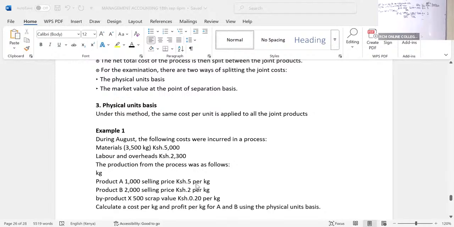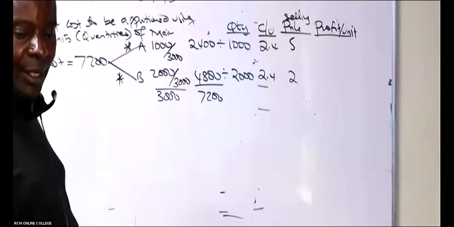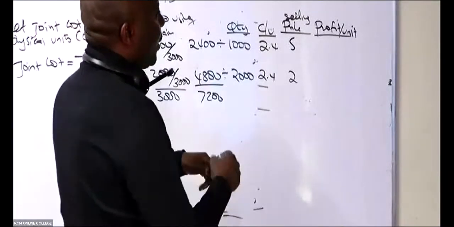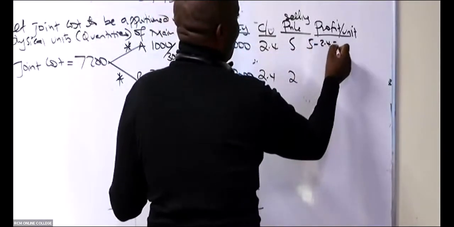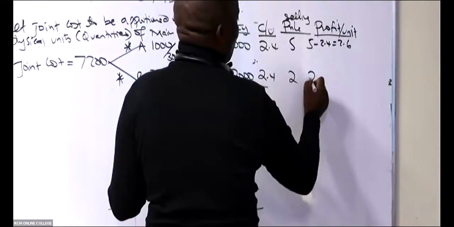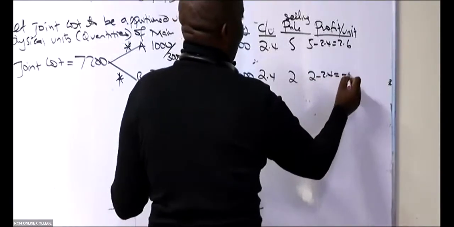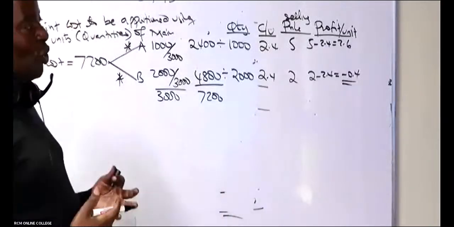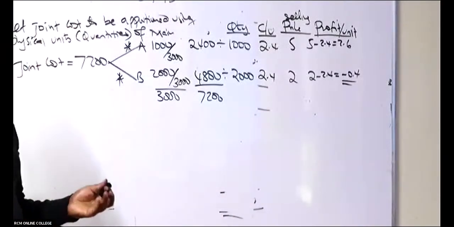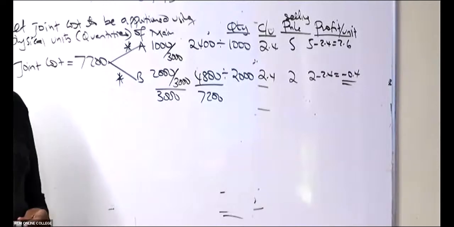So profit per unit, we shall take the selling price minus the variable cost. We shall take the selling price minus this cost per unit. So 5 minus 2.4, 2.6. This will be 2 minus 2.4, which gives me a loss of 0.4, because basically it was made to absorb a higher cost than it could absorb. Yeah.